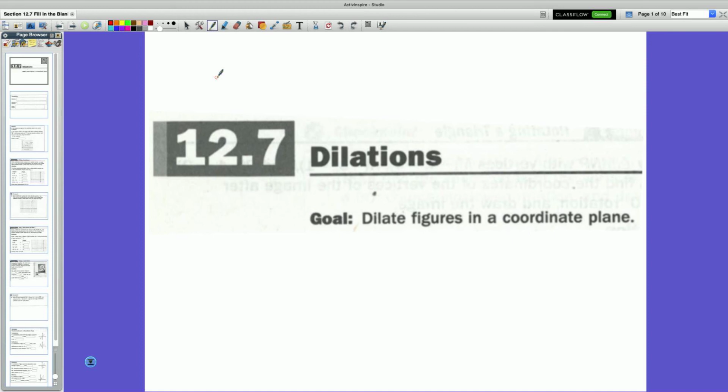Here we are with the last section of the chapter, section 12.7. This section is all about dilations. So our goal is to dilate figures in a coordinate plane, but we're also going to be finding scale factors when we're given a dilation. All right, so let's start with some vocab.